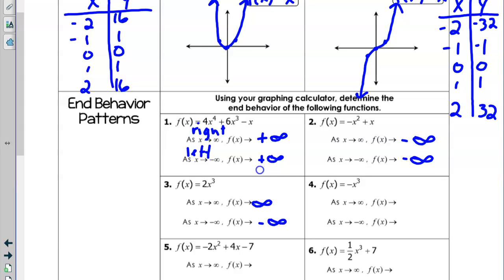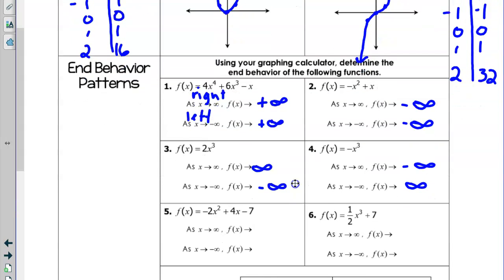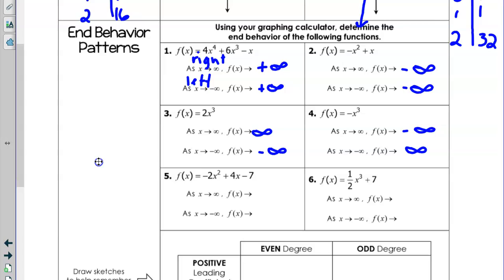How about negative x cubed, what happened on the right? Negative, good. And then on the left? How about number 5 when it went to the right? Good. And to the left. Good. And then number 6, we have 1/2 x cubed plus 7. What happened when it went to the right? It was positive. And then to the left? Negative, good.